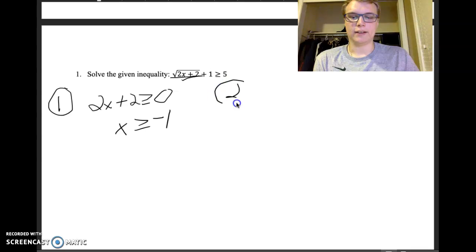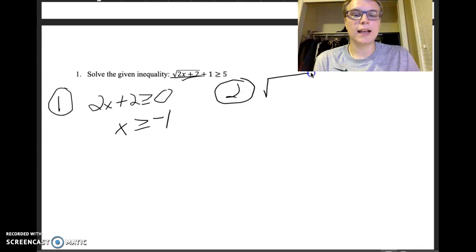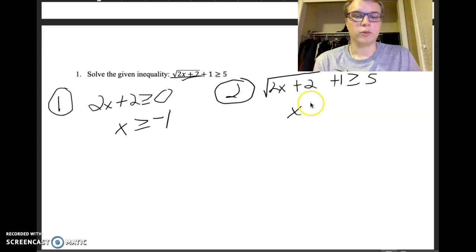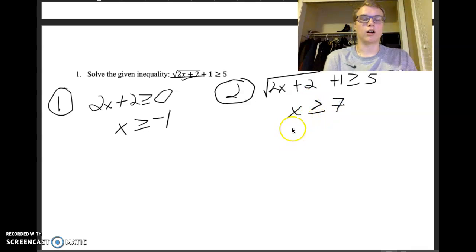And I'll get into that in a second after we do the second one, which is actually solving our inequality, solving for x. So we have the square root of 2x plus 2, plus 1, is greater than or equal to 5. And again, you can do it out if you'd like, pause the video, but you will get that x is greater than or equal to 7, which is our other critical point for this case.